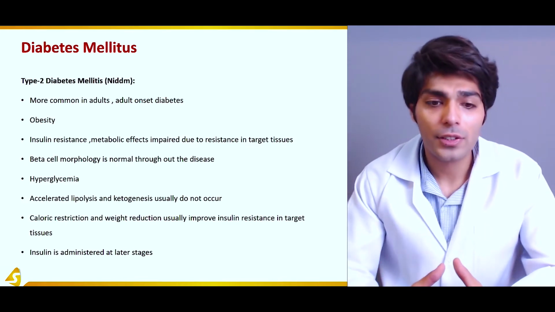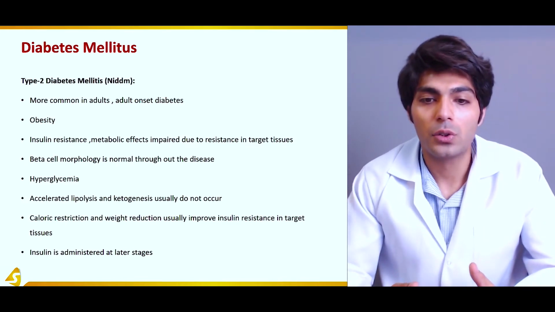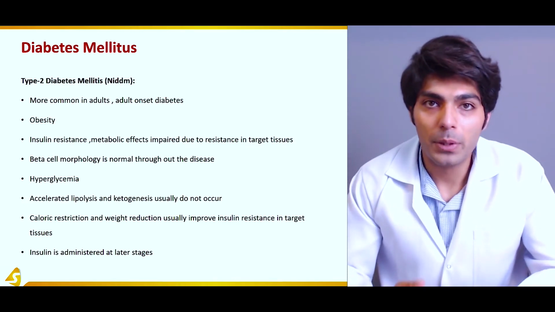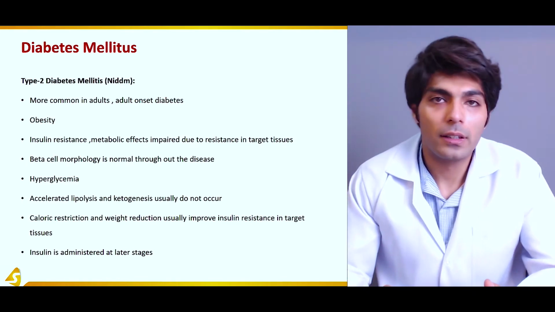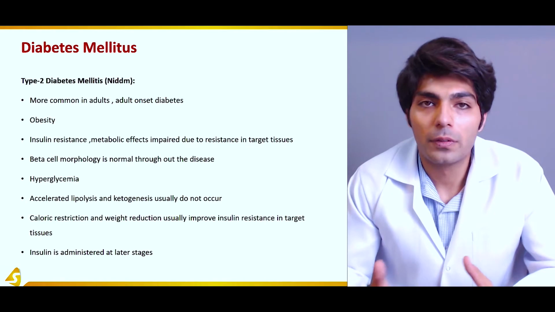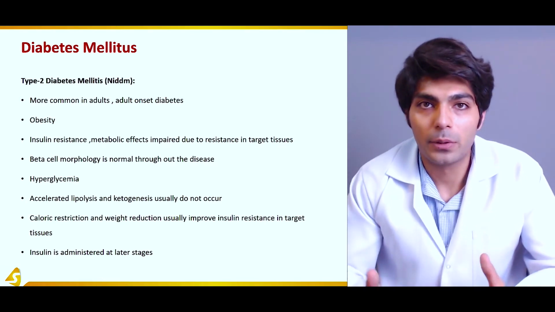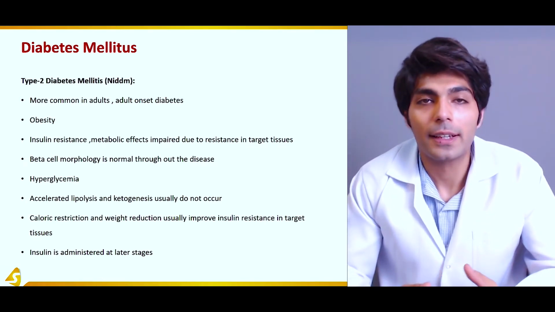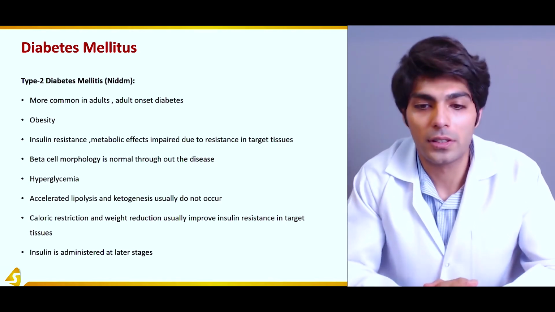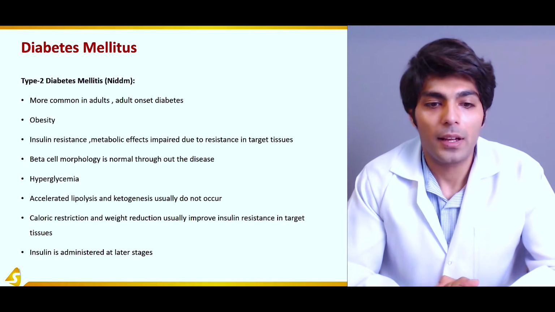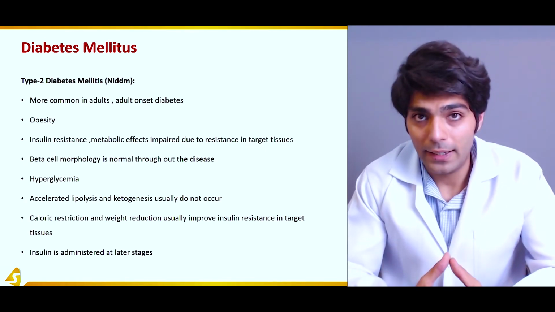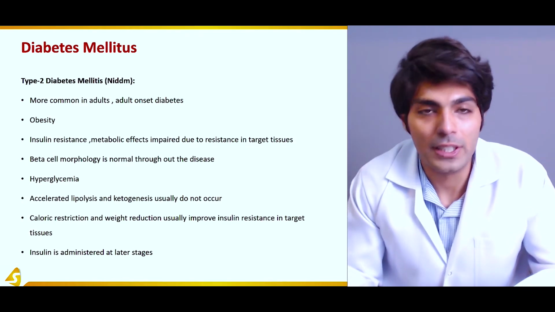Caloric restriction and weight reduction usually improve insulin resistance in the target tissues. So people who are overweight start doing exercise, walking, jogging, because of these physical activities, the caloric restriction and the weight reduction usually improve the insulin resistance in target tissues. Insulin is usually administered at the later stages of this disease.